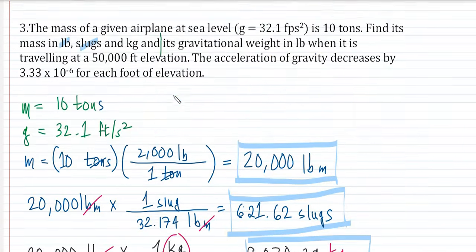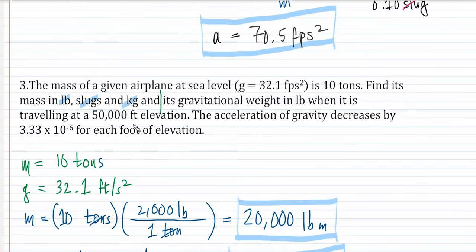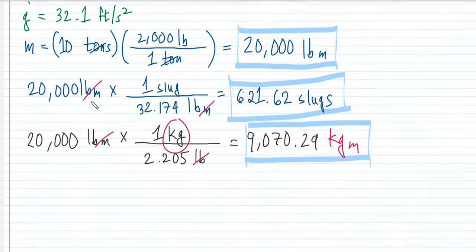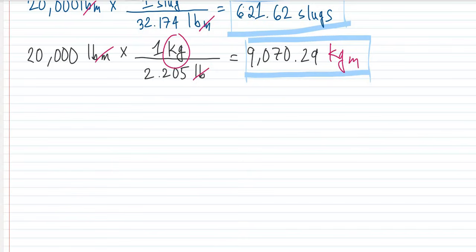So last in our problems, let's cross that out, is the gravitational weight. Okay, the gravitational weight in pounds when the aircraft is traveling at 50,000 foot elevation. So what we want to find out here is what is the gravitational acceleration at 50,000 feet. We have here the decrease in gravity is 3.33 times 10 to the negative 6 for each foot of elevation.